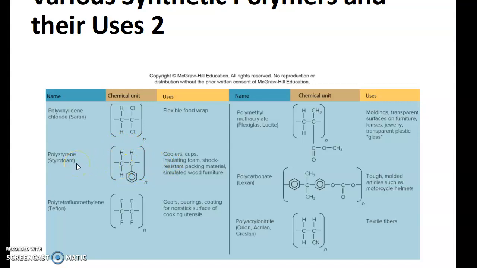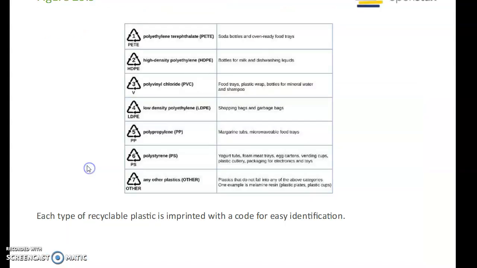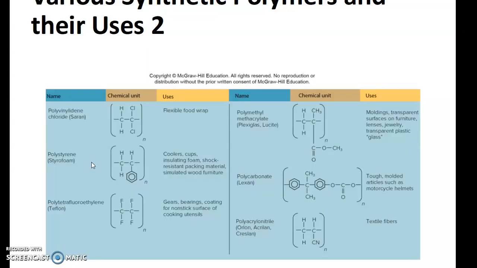Styrofoam is actually the trade name for the foam sheets, not the little beads. Anything that's made out of beads is just polystyrene bead. And this is Teflon. This is polytetrafluoroethylene. DuPont was the one who made this one. Plexiglass, Lucite, that was both DuPont as well as Union Carbide. And this was also Union Carbide on this polycarbonate right here.